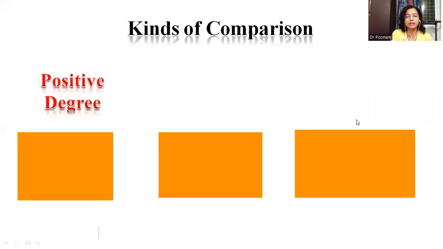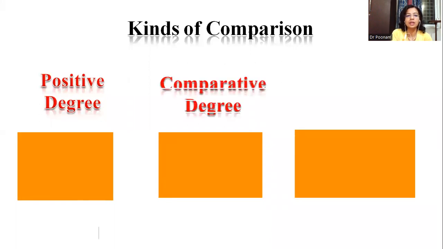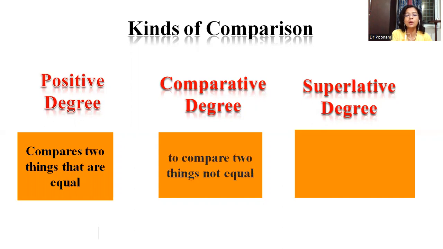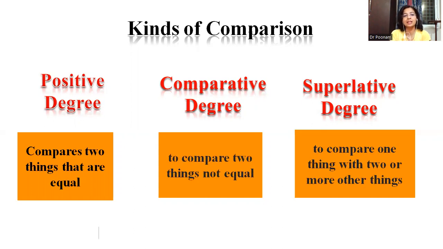As we all know, there are altogether 3 degrees of comparison: positive degree, comparative degree and superlative degree. Whenever there is a comparison between two things which are the same, which are equal, there we have positive degree of comparison. Whenever we are comparing two things which are not equal, that is comparative degree of comparison. Whenever we are comparing one thing with more than two things, that is superlative degree of comparison.